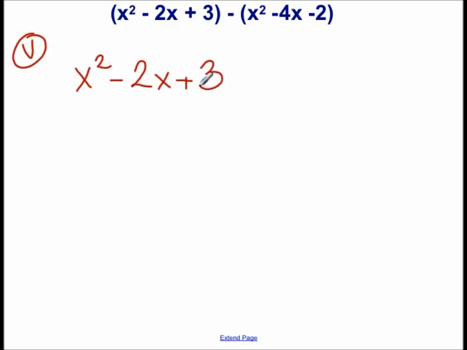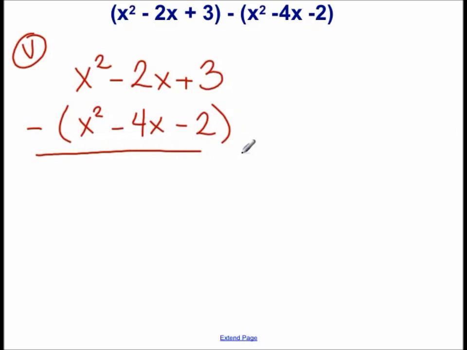Now we have minus x squared minus 4x minus 2. Notice the parentheses. So we're subtracting each of these things. So now we're going to take this first one. We have x squared minus x squared. That's going to be 0 x squared.